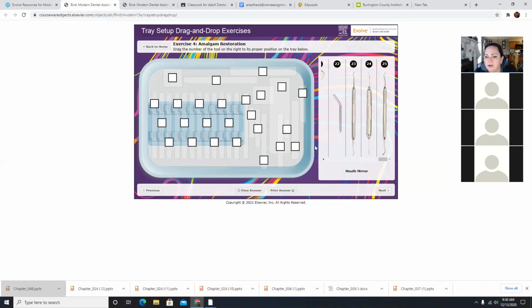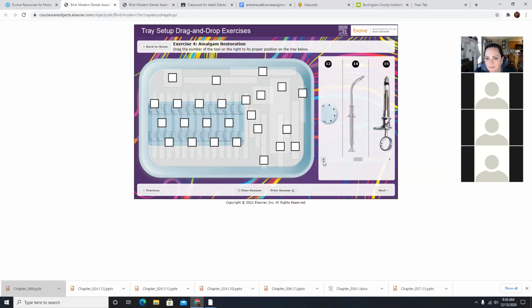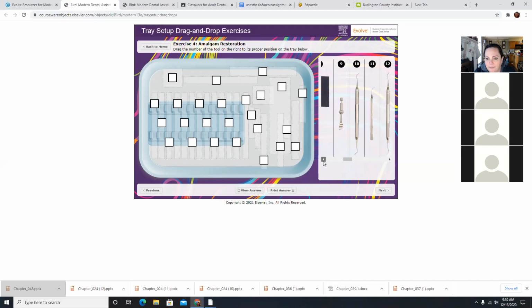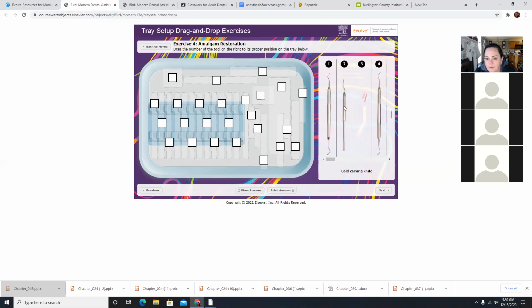And then the amalgam knife or the gold carving knife, and the gingival margin trimmer, are going to be used around the margin of the tooth to make things smooth. Then after everything's carved, you're going to use the burnisher. Again, the burnisher smooths and polishes. So your last step is going to be the burnisher. And then you're going to check the bite, same as you would with composite.